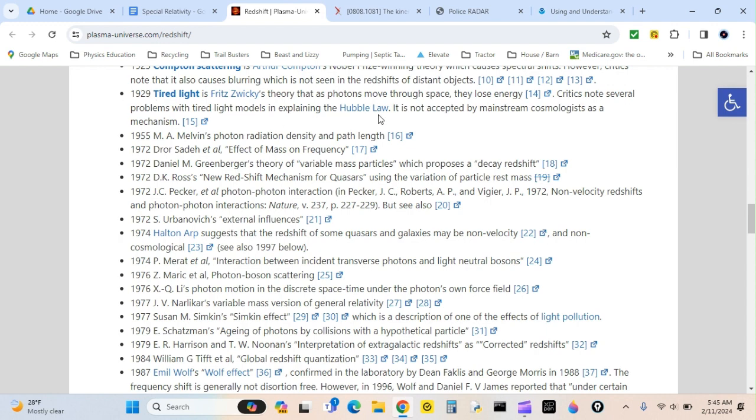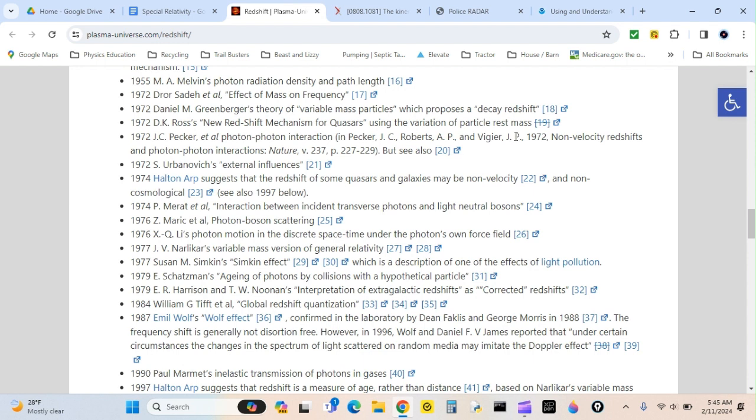Critics say there's several problems with this in explaining the Hubble law. It is not accepted by mainstream cosmologists. Okay, there's another one. Now we're getting more current. 1955, photon radiation density and path length. Another idea. Here's 1972, effect of mass on frequency. So this is kind of the intrinsic idea, is that the mass actually affects the frequency. So what we're looking at is differences in mass.